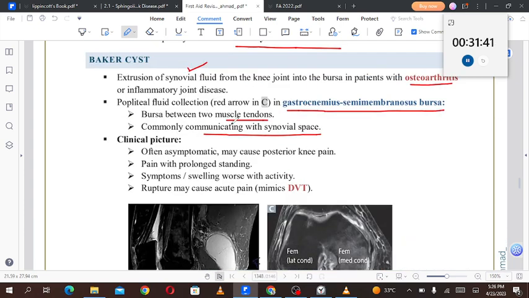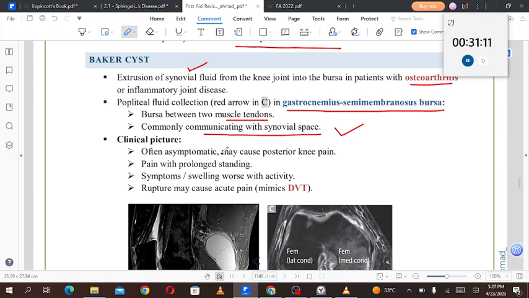So this popliteal fluid collection is in the gastrocnemius semi-membranous bursa between the two muscle tendons, the gastrocnemius and semi-membranosus. Gastrocnemius is the leg muscle, while semi-membranosus is a thigh muscle, the posterior thigh muscle, a hamstring muscle. So the bursa between them is commonly communicating with the synovial space, and the synovial fluid from the joint cavity can come inside it, and that is called a Baker's cyst. And that happens in the patient who has osteoarthritis or inflammatory joint disease.